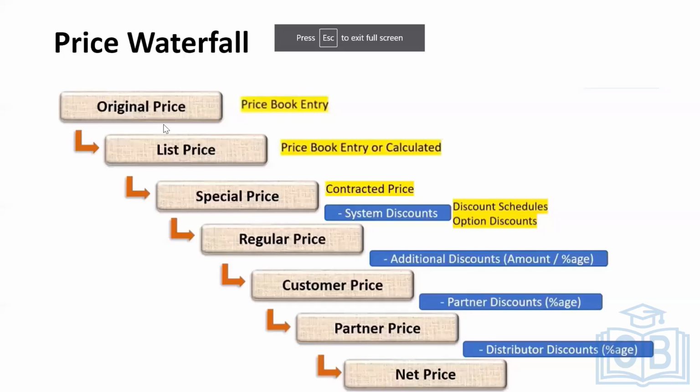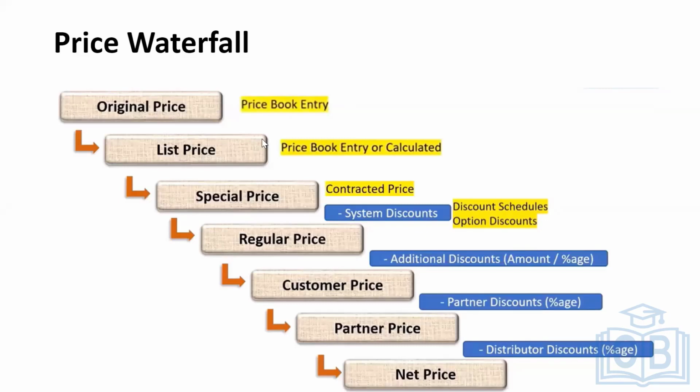So starting with the original price. Original price is basically the price which you gave at your product creation time. Suppose you created a product and in the price book entry, you define a $100 price. So that is called the original price, which is coming from the price book entry. It can never be changed. That price is always stored in your original price field.